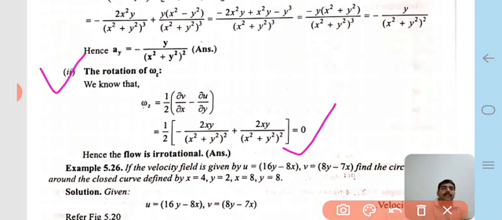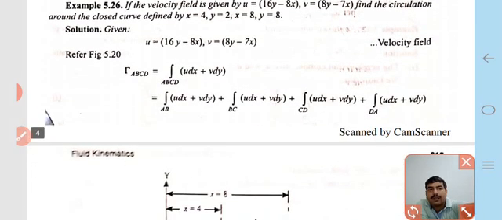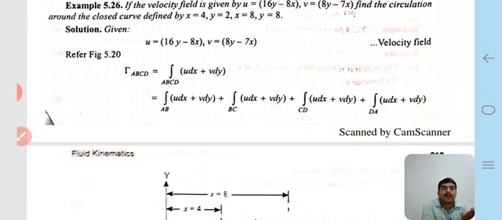Now the second example, another type of example we solve here. If the velocity field is given by u is equal to 16y minus 8x, v is equal to 8y minus 7x, find the circulation around the closed curve defined by x is equal to 4, y is equal to 2, x is equal to 8 and y is equal to 8.